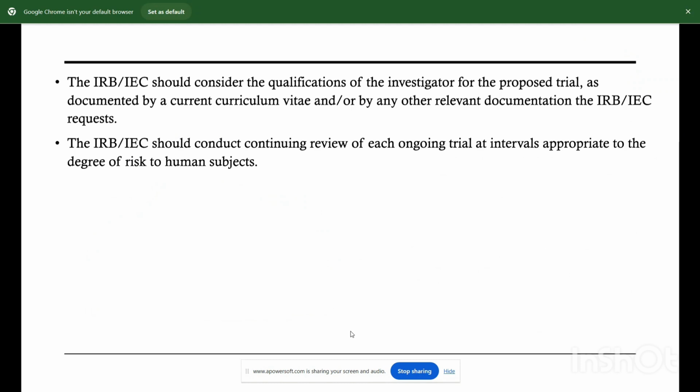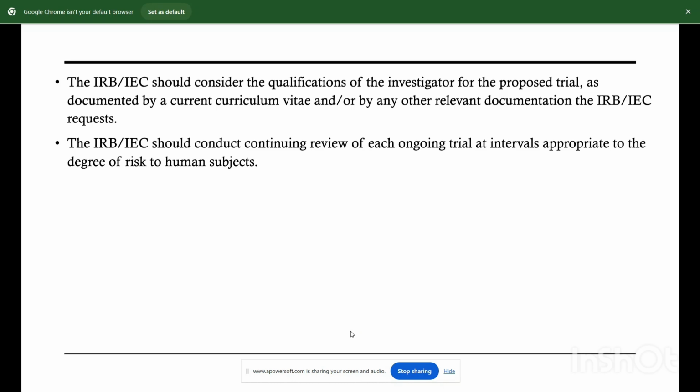And the EC has to consider the qualification of the investigator. Every investigator who is going to conduct the trial should be qualified by education, have adequate experience, and have knowledge about the clinical trial. So the EC must always ensure the investigators are properly suitable for the study.